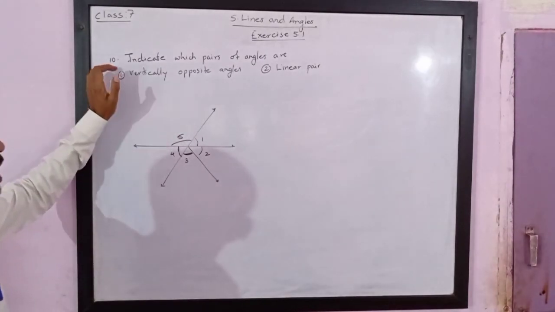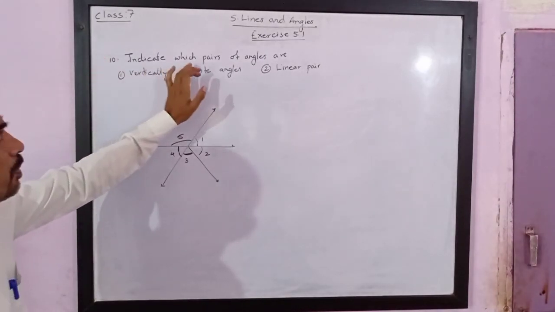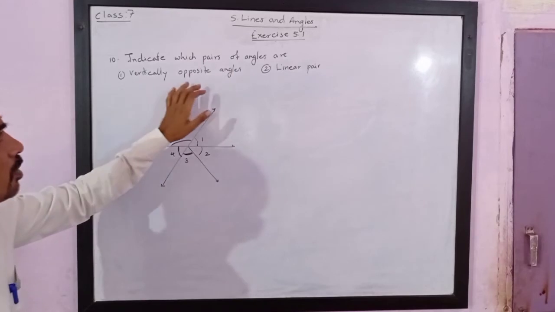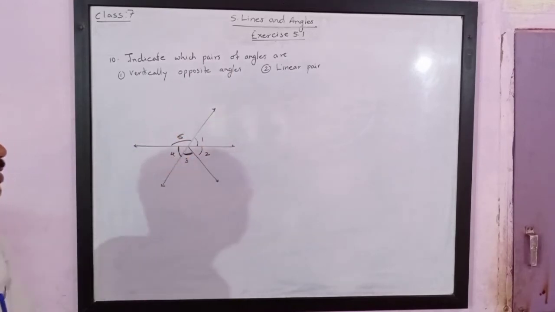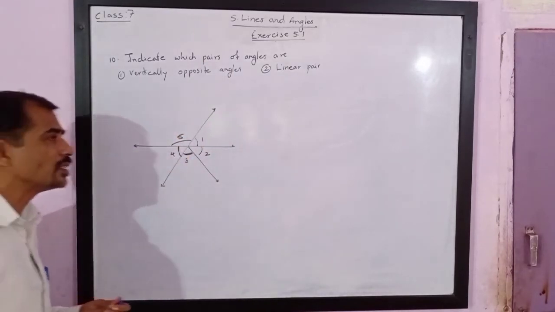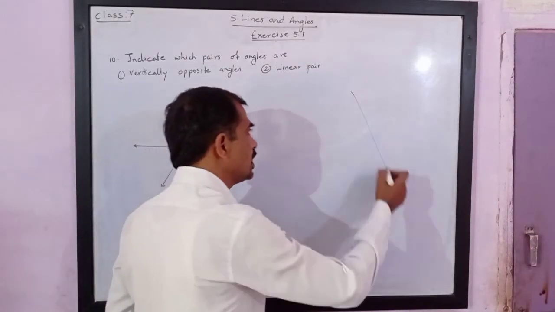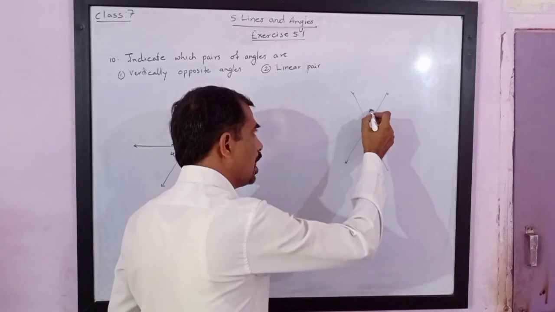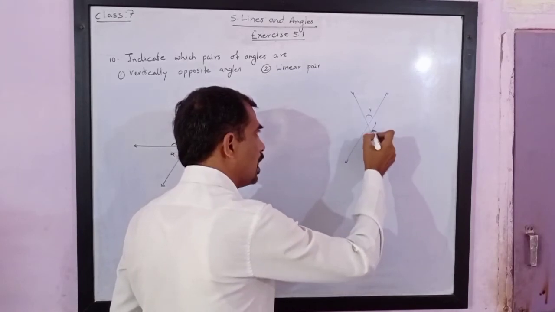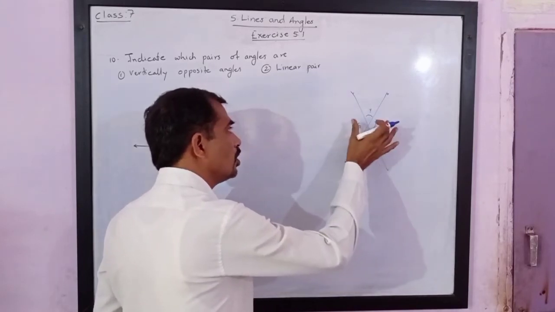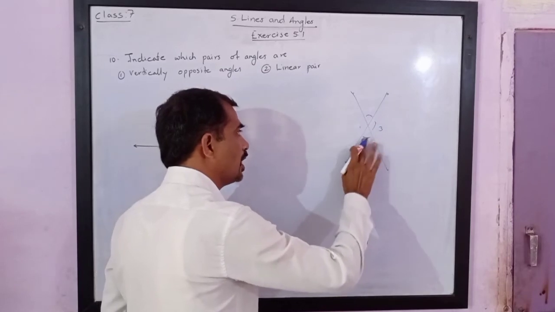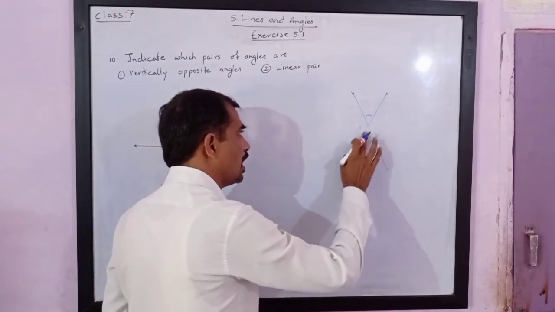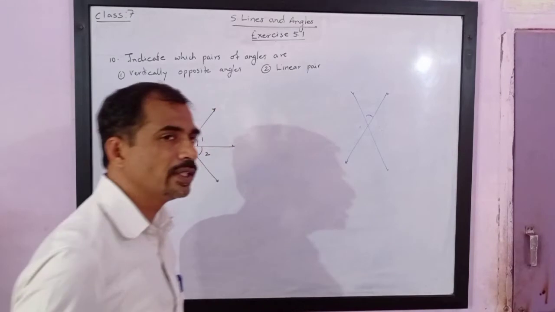Dear friends, we have the next question, the 10th question. Indicate which pairs of angles are vertically opposite angles and linear pairs in the given figure. Now see, vertically opposite angles. We have already studied that when two lines intersect, then the vertically opposite angles are 1 and 2, and 3 and 4. So when two lines intersect, we get the vertically opposite angles. They have only a common point.